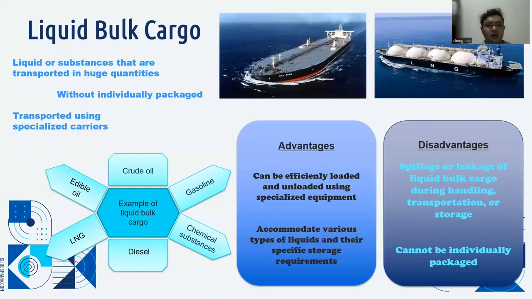Next, I'm going to explain about liquid bulk cargo. Liquid bulk cargo is liquid or substances that are transported in huge quantities without being individually packaged. Usually, liquid bulk cargo is transported using specialized carriers, like tankers, VLCC and ULCC. So here are examples of liquid bulk cargo. Firstly, crude oil, gasoline, chemical substances, diesel, LNG, and also edible oil.